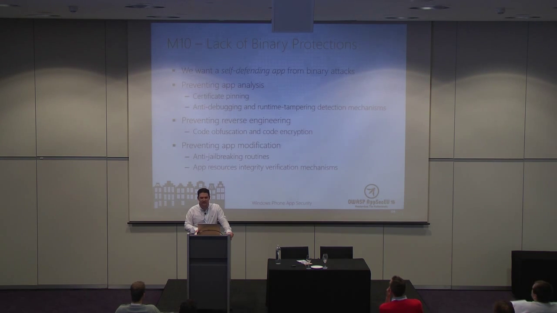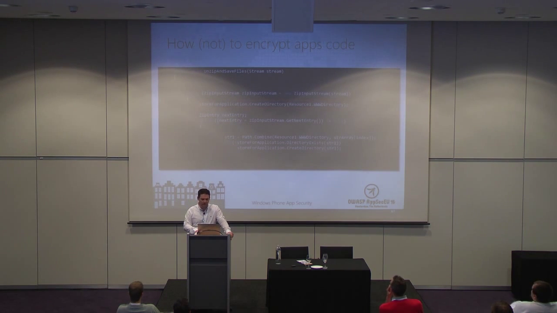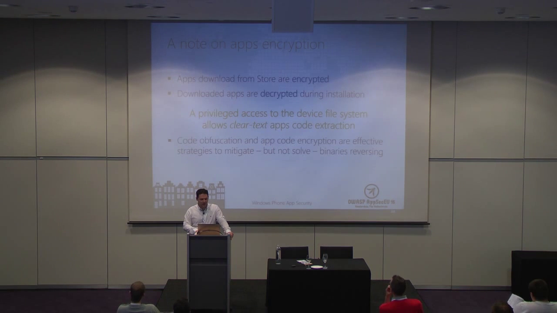Well, basically, I skipped some slides, but basically we want our app to be able to self-defend from a malicious user. When we self-defend, we want the app to prevent runtime analysis, code modification, and reverse engineering by, once again, the malicious user, application cracking, and so on. I have a nice example, but we have no time, so I have to skip. I'm sorry, but the white paper will be available soon.